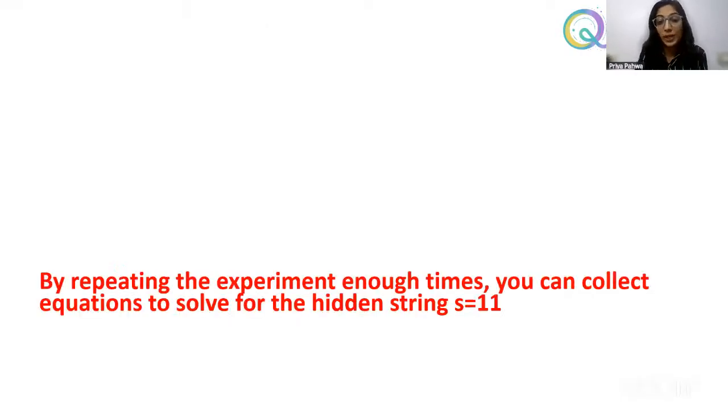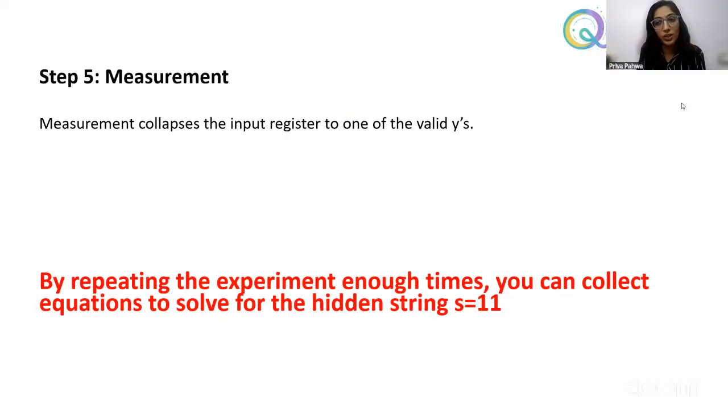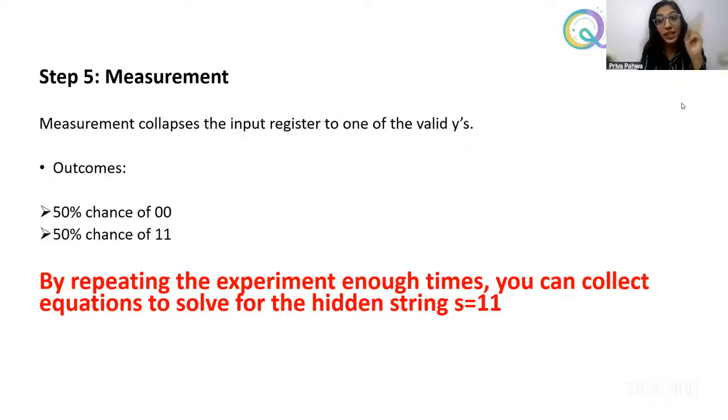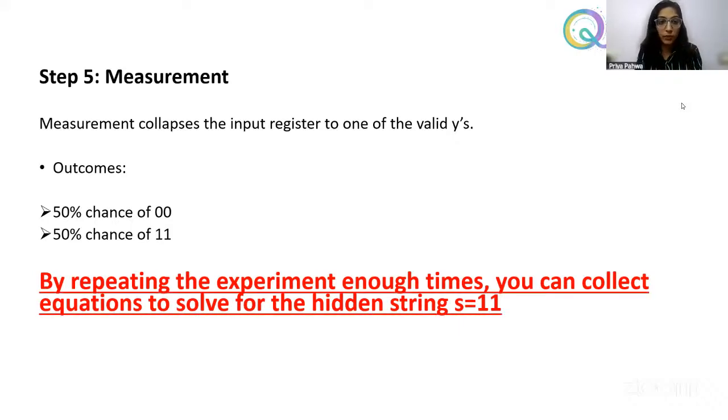So by repeating the experiment enough times, we can collect equations to solve for the hidden string. Now the last step becomes the measurement. Measurement collapses the input register to a valid outcome y, which satisfies and goes well in accordance with my hidden string, or I should say period S. That is, y dot S equals 0. This is the main condition that we should remember. So this is all about Simon's.